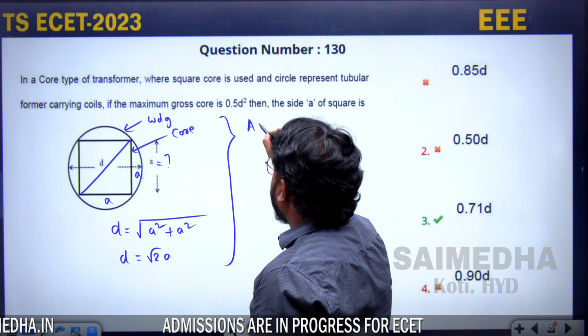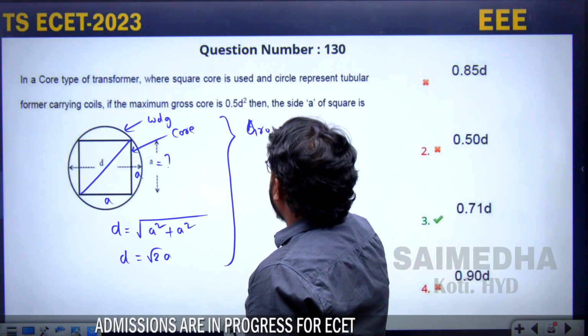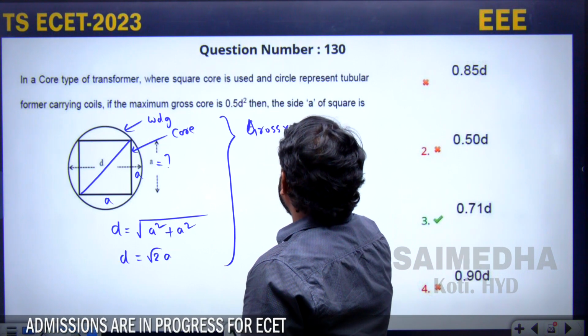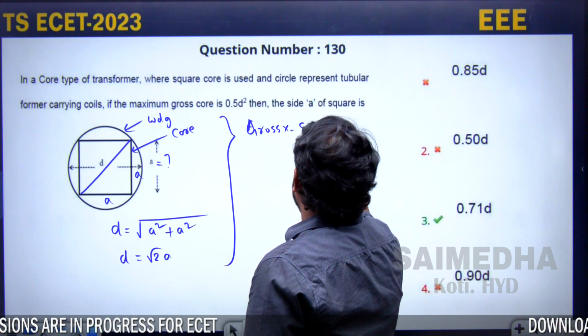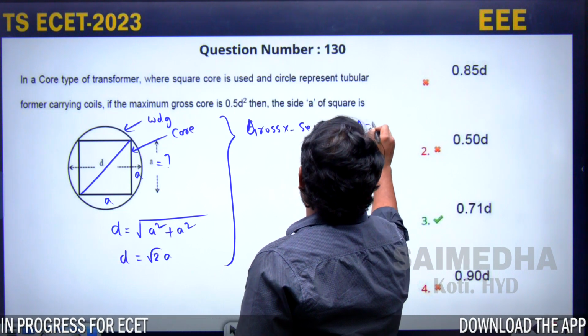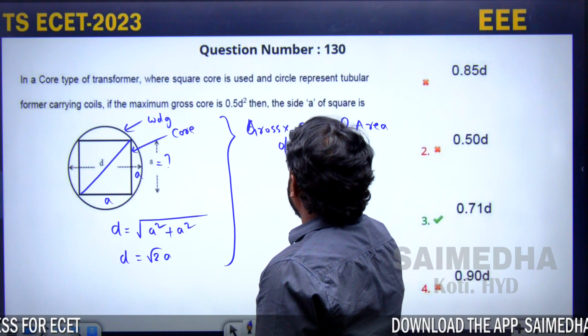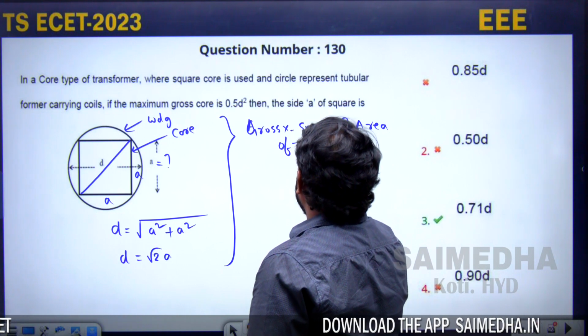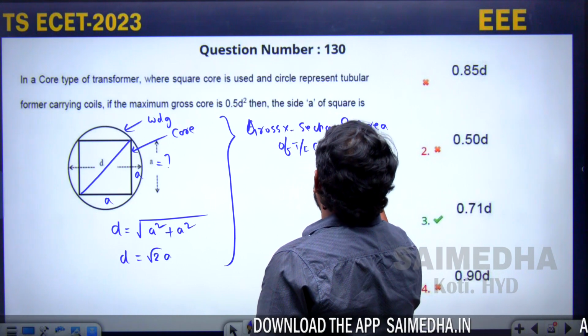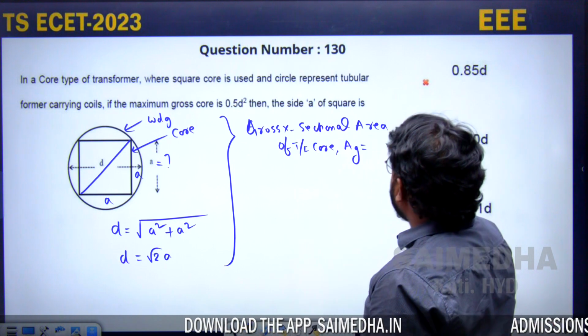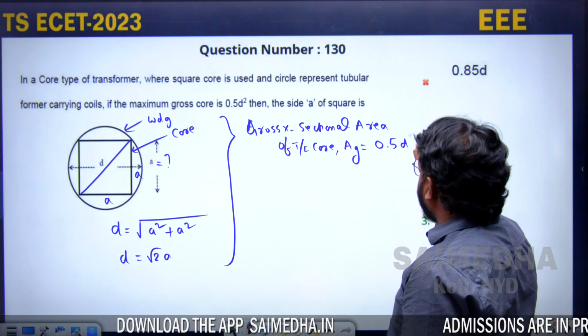cross sectional area of the core, the area of the transformer core. So that is equal to, A_c is given. So this A_c value is equal to 0.5 D square.